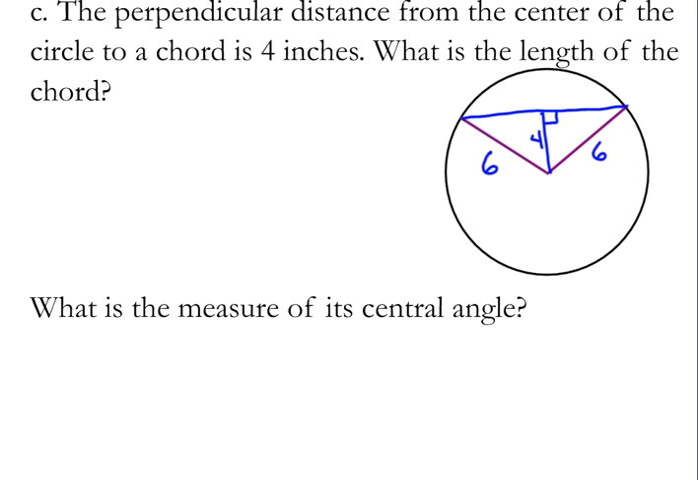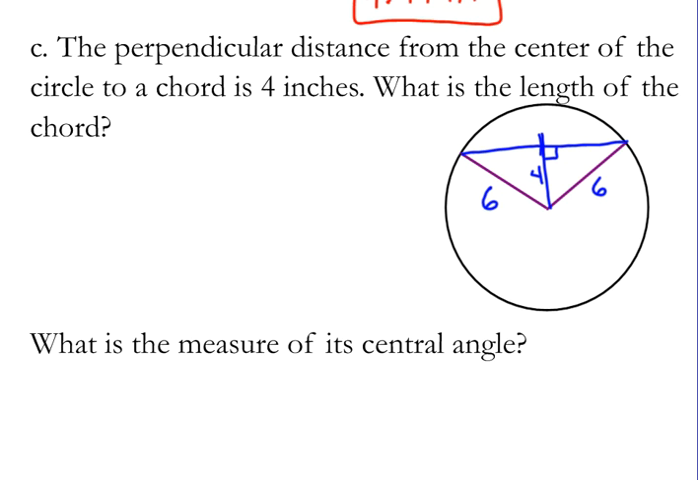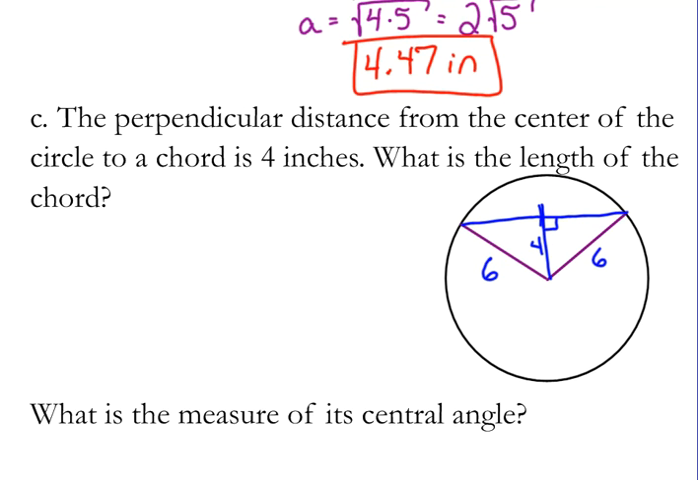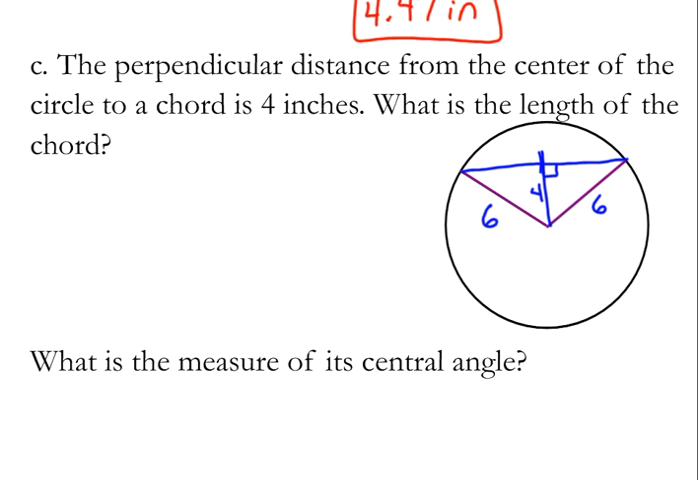What is the length of the chord? So can we find half the chord? Can we find that other leg of the triangle? Yes, we can. Well, let's set it up. Okay, we got 4 squared plus b squared equals 6 squared. It's the same thing, it's just in a different spot, right? And my 6's and b's always look too much alike.